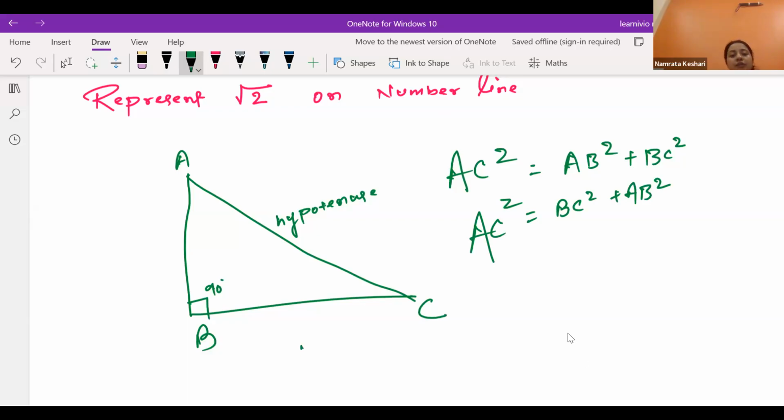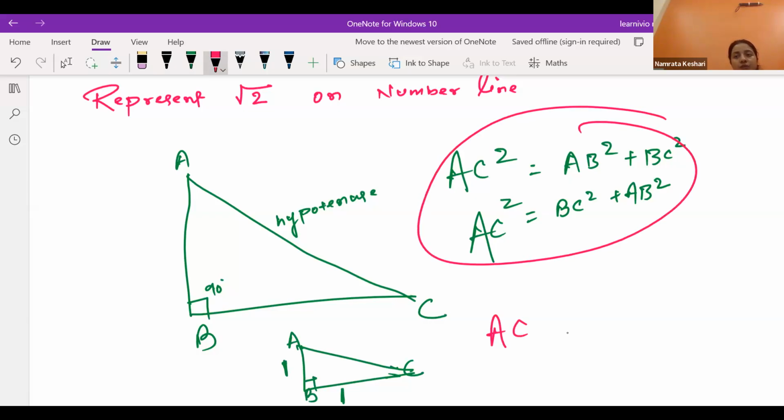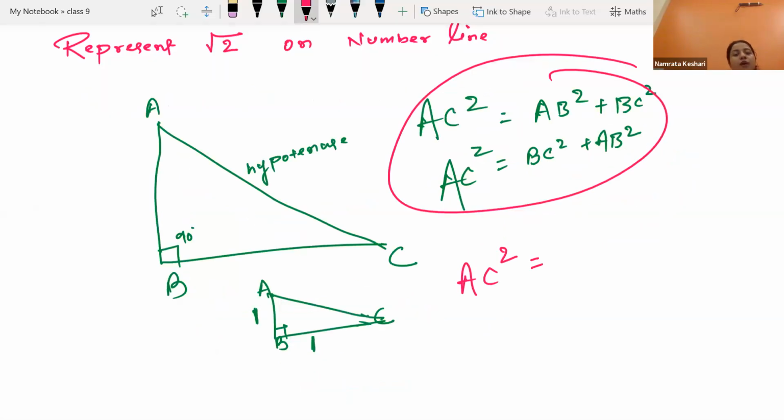Now we are thinking that if we take a triangle, and we take the height as 1 unit, 1 centimeter, and the base as 1 centimeter, let's calculate the hypotenuse by using Pythagoras theorem. So AC square, see, this is the formula, and here we are working. This formula says AC square is equal to AB square plus BC square, and I am telling you, please take AB as 1 and BC as 1. Now tell me what is AC.